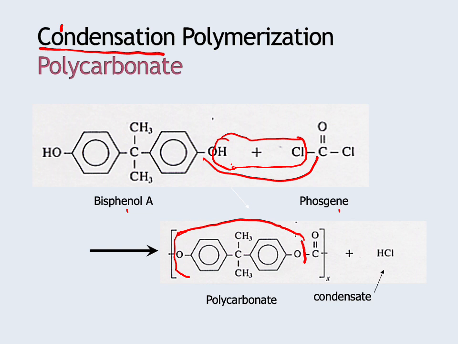And then the second component here, and this chlorine would bind with this hydrogen from the next chain, and two would come together and give off two HCl molecules. That would be polycarbonate. For things like nylon, the small molecule that's produced is water, H2O.